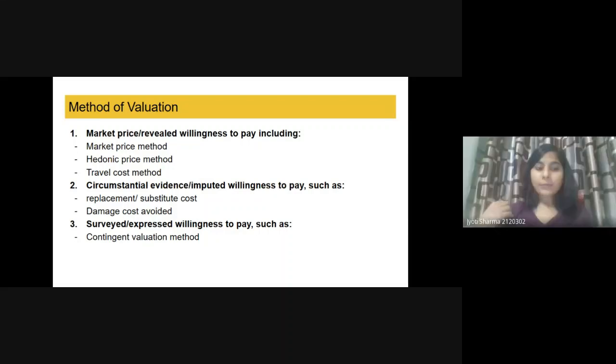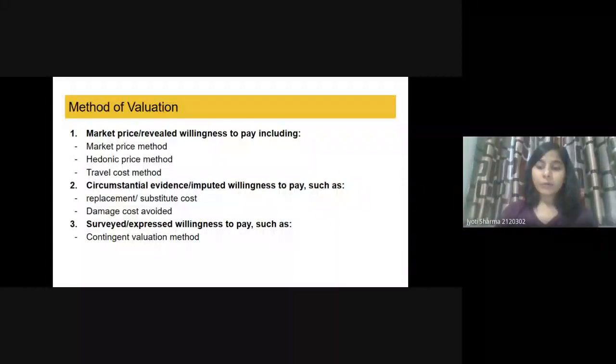Okay, so I'm talking about different types of methods by which we can evaluate our natural resources. First, we talked about the market price. For example, if we are selling the timber, how much amount will we get from the timber? This is the market price. The second is the hedonic price method. So what do you mean by hedonic? Have you heard it before?